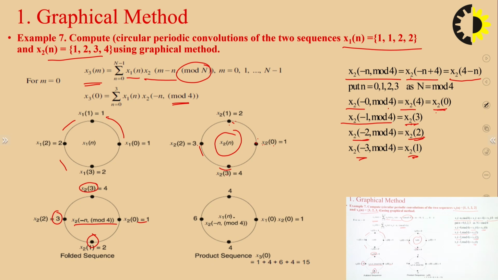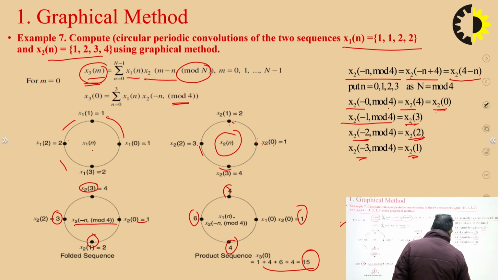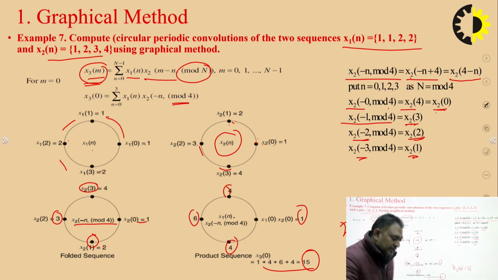Now what we have to do is simply multiply x1(n) with these corresponding values. Here is the multiplication, x1(n) into x2(minus n mod 4). You can see 1 into 1 is 1, 1 into 4 is 4, 2 into 3 is 6, 2 into 2 is 4. Now we add up all these 4 values, so the value will become 15. This is the first value. Let's say we have the sequence x3(n), so we have obtained the value of x3(0), which will become 15. Now move to the second shift. What happened the second time?